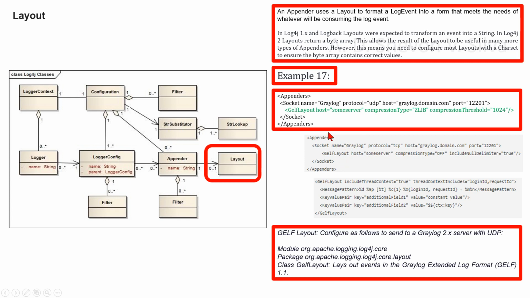GELF layout parameters: host, string, the value of the host property, optional, defaults to the local host name. compressionType, GZIP, ZLIB or OFF, compression to use, optional, defaults to GZIP. compressionThreshold, int, compress if data is larger than this number of bytes, optional, defaults to 1024. includeNullDelimiter, boolean, whether to include a null byte as a delimiter after each event, optional, defaults to false, useful for Graylog GELF TCP input, cannot be used with compression.